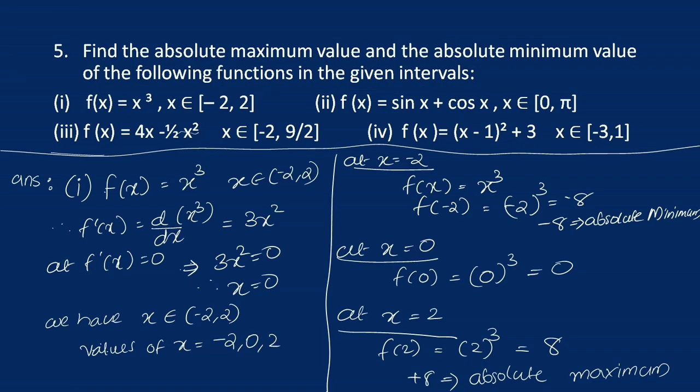Now moving into the fourth question, that is the last question in this section, that is f of x is equal to x minus 1 whole square plus 3. So f of x is equal to x minus 1 whole square plus 3, where x belongs to the interval minus 3 to 1. So what is f dash of x?